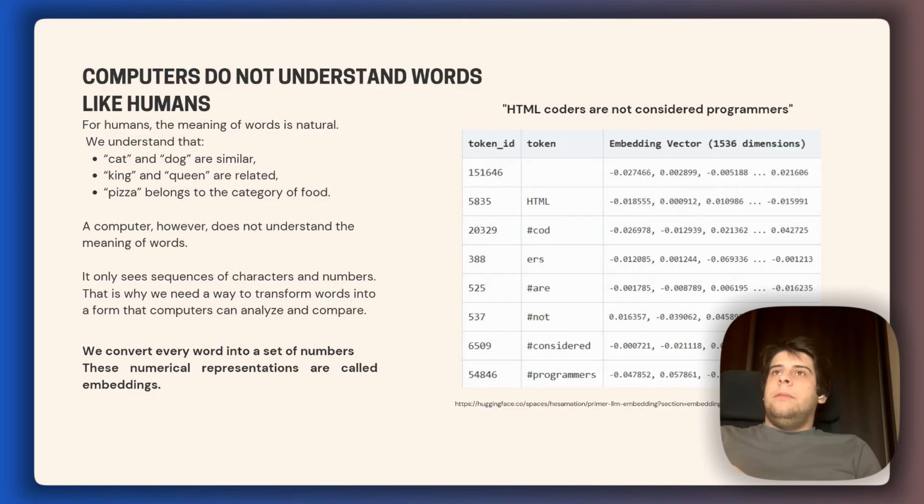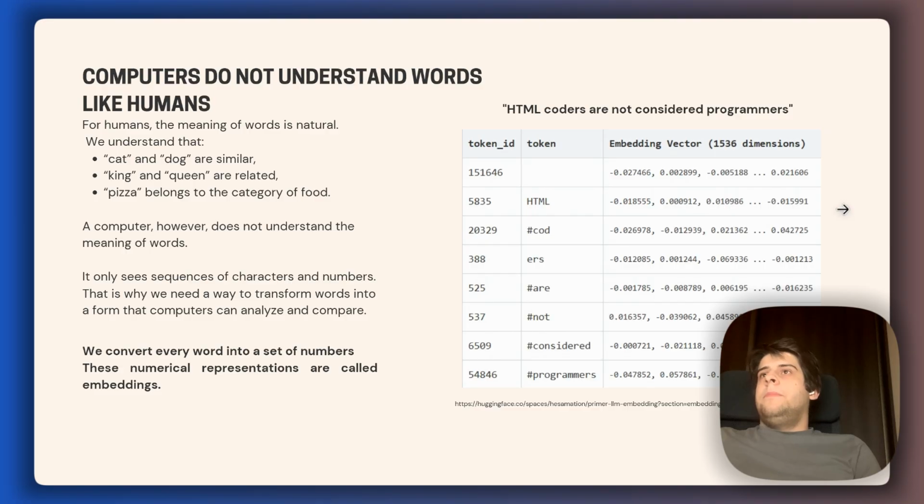And here we have an example. "HTML coders are not considered programmers" is the sentence that will serve us as an example. We can take the word HTML and see what the vector looks like. An important thing to note is that we have over one and a half thousand dimensions. So the count of numbers in this vector is the number of dimensions.